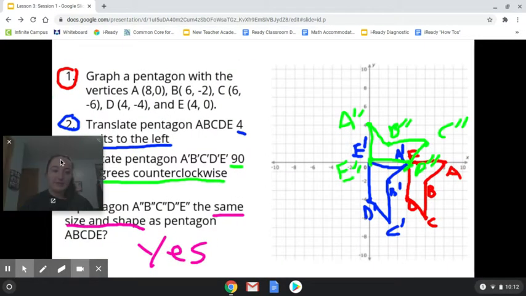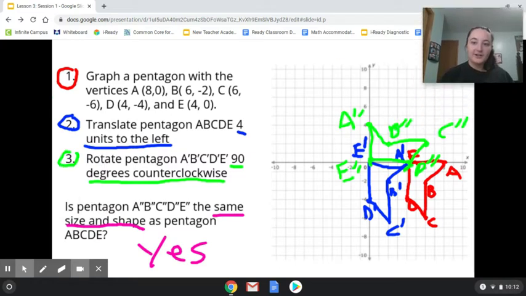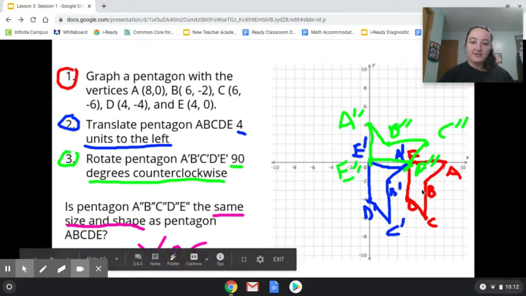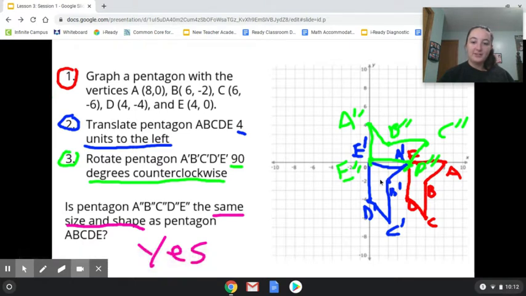You can see the picture of the final figure here. So we had our original here. From there we translated it to get our blue figure, and then we took that blue figure and rotated it to get our final figure in green. But no matter what, this original figure and our final figure are still the same size and shape.